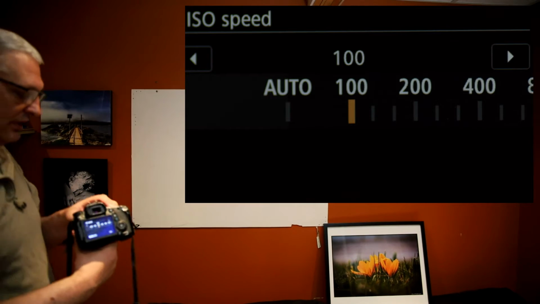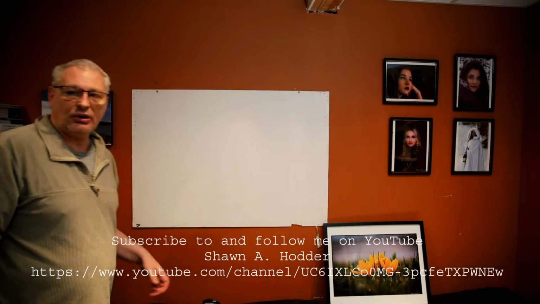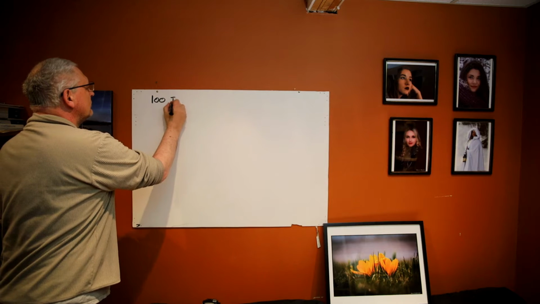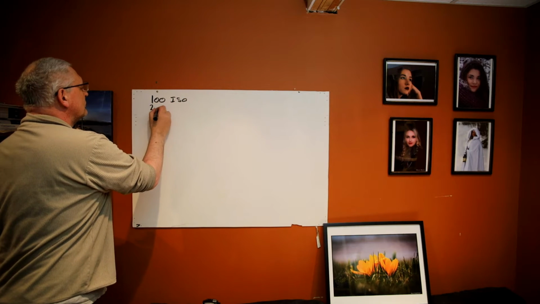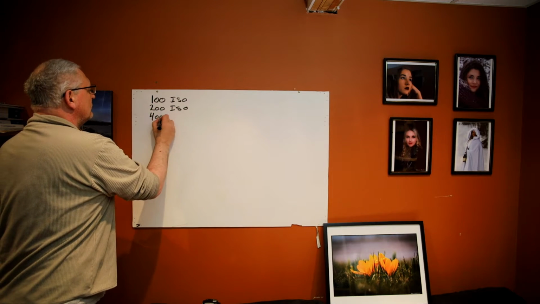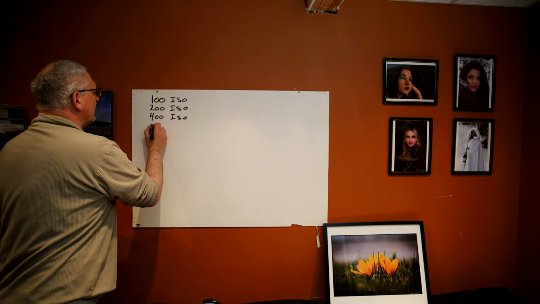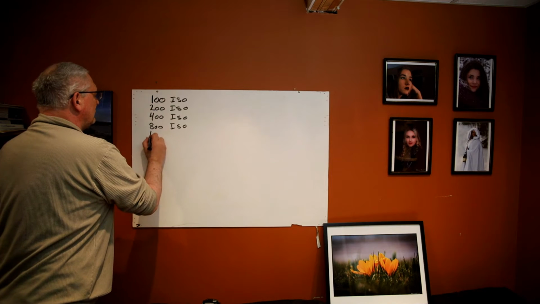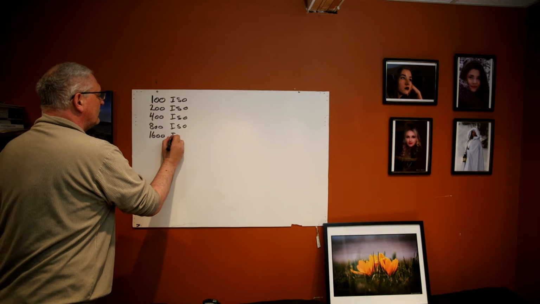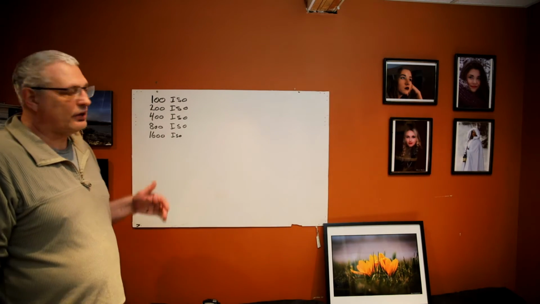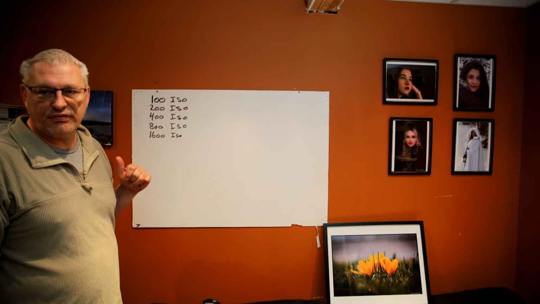Now, what is an ISO and how does it actually work and what does it do? Well, back in the day we used to buy film and it would only come in ranges from 100 ISO, 200 ISO, 400 ISO, 800 ISO, and 1600 ISO. So what does an ISO do? It indicates the light sensitivity of the film.